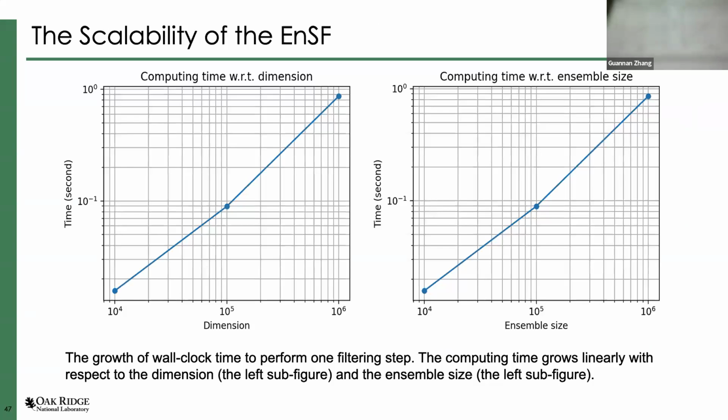And this is the scalability test of our method, called the ensemble score filter. The scalability is basically the time with respect to the dimension of the state system and the ensemble size. And here, I will add a comment to your question earlier. When we compute the score, we use a very small batch size, because as long as we can keep tracking the dynamical system, the path, we don't need to use a lot of data. That will speed up the process. You don't need to compute the score very accurately.